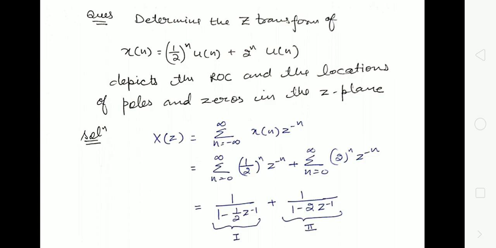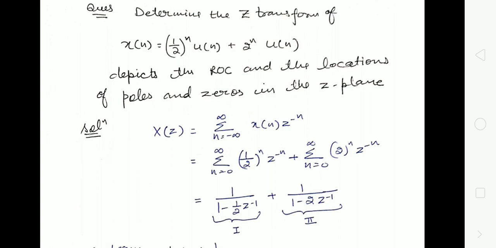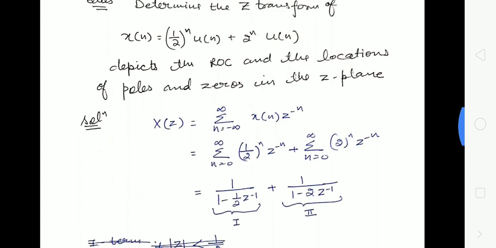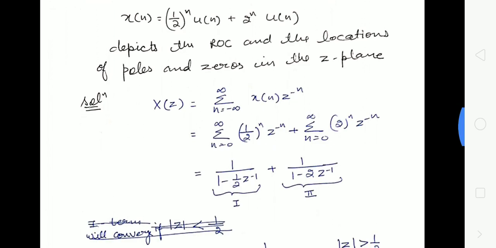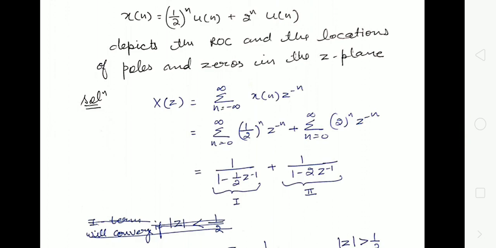Now we will see the effect of ROC in the form of numerical. This is the numerical problem. Determine the Z transform of x[n] is equal to (1/2) raised to the power n u[n] plus 2 raised to the power n u[n]. Here we can observe that u[n] is given. So it is a right sided sequence, and it is infinite in duration. So the figure depicts the ROC and the locations of poles and zeros in the Z plane.